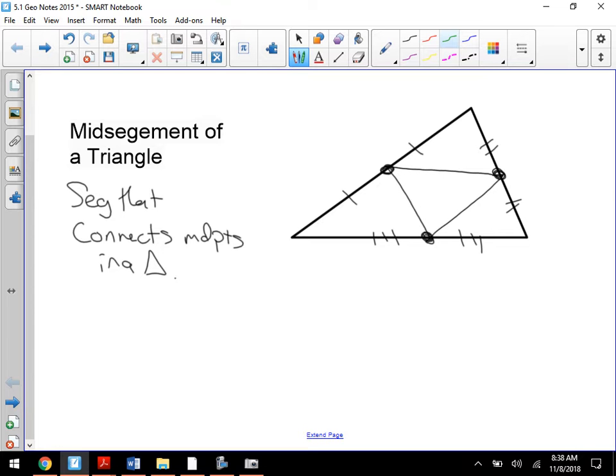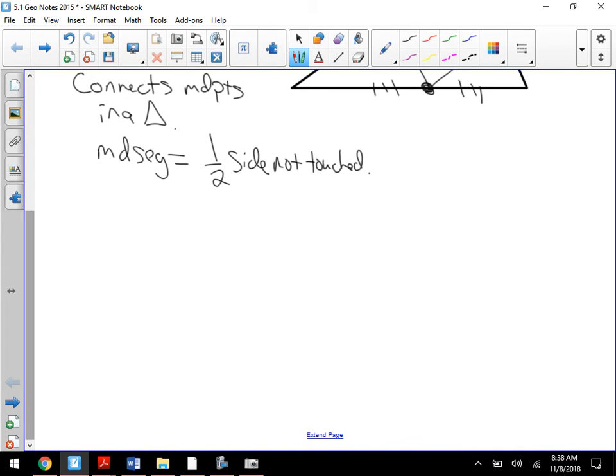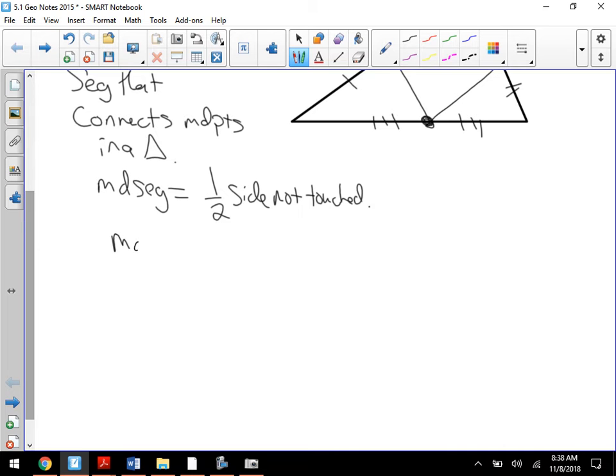That's it. The mid-segment, there are 2 things that happen with it. The mid-segment is equal to half the side it doesn't touch. And the mid-segment is parallel to the side not touched.